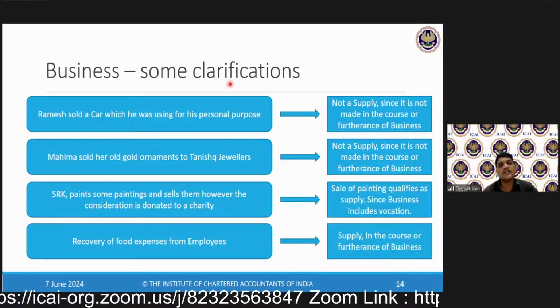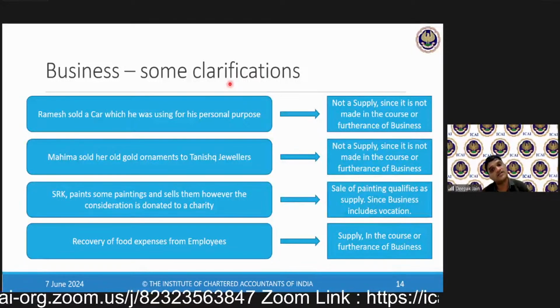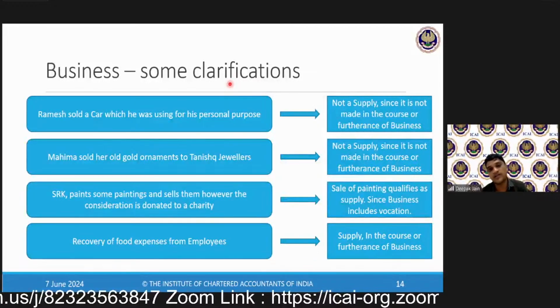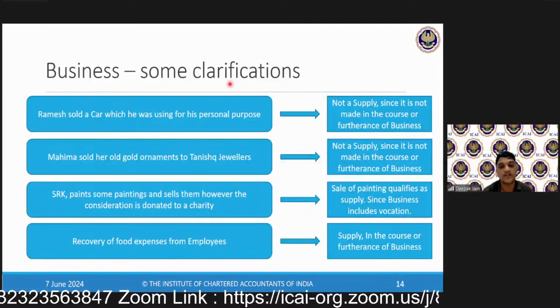Is that GST refund claim optional? Yes, GST refund is optional. It's not a compulsory thing that you have to apply. If you don't apply, government is happy. So GST refund is optional.